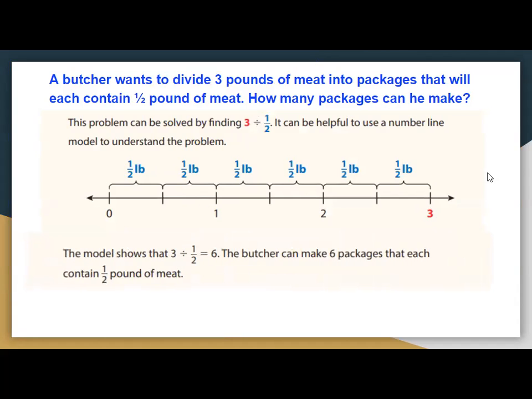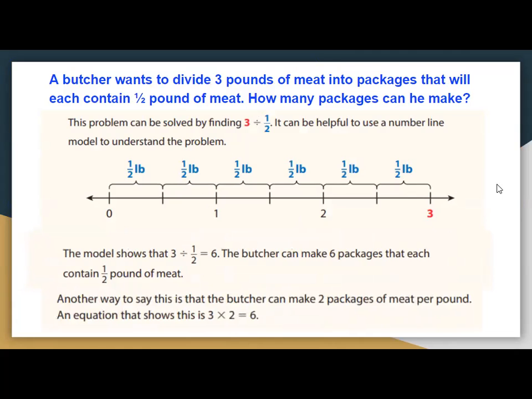The model shows that 3 divided by 1/2 equals 6 because we can see there are 6 groups, 1, 2, 3, 4, 5, 6. The butcher can make 6 packages that each contain a half pound of meat.